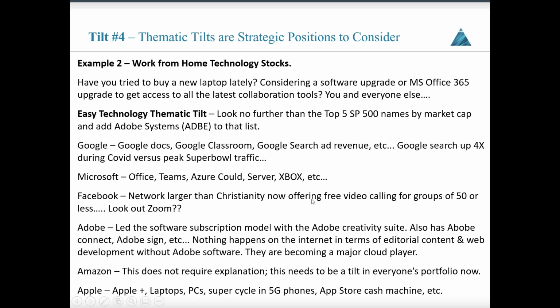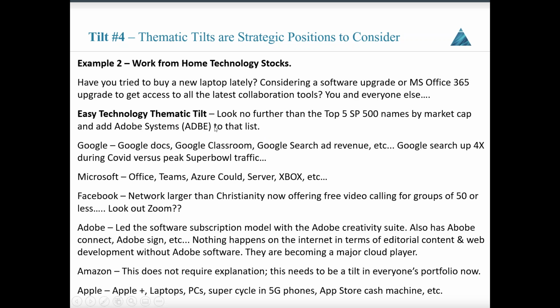Facebook, obviously, has a network larger than Christianity. All of a sudden, they came out with free video calling for groups of 50 or less. Well, where do you think that was headed towards? That was headed towards getting Facebook into the office, into the remote work from home space. What happened to Zoom on Friday? It got smacked, right?